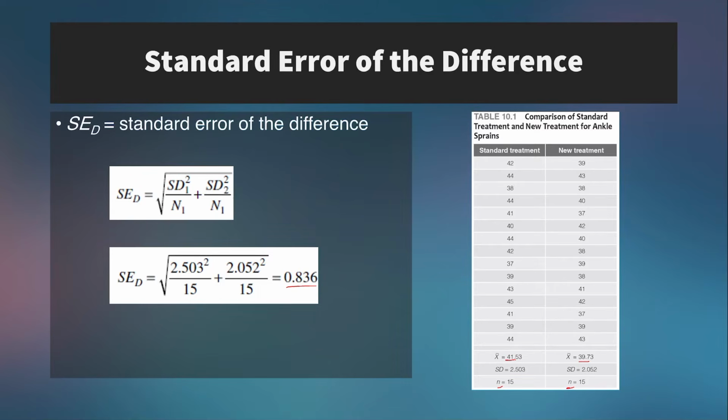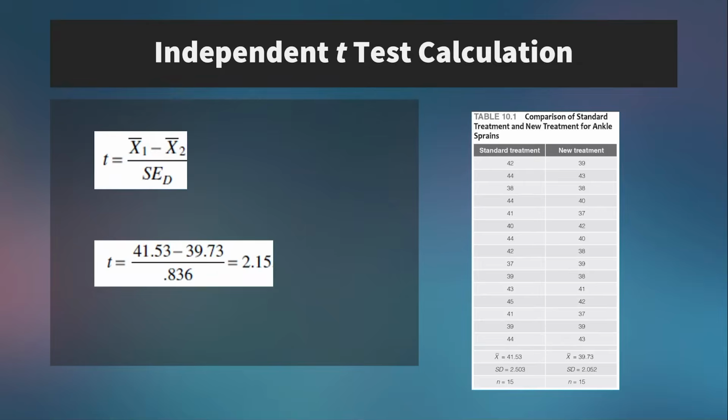0.836, and we calculate the standard error of the difference similarly to how we calculate the standard error of the mean, but in this case we have to factor in the standard deviation and the group size from both of these groups. Now, to calculate the t-statistic, we will look at the difference in means over the standard error of that difference. And in this case, it's 2.15. Is that t-statistic greater than the critical t-value?